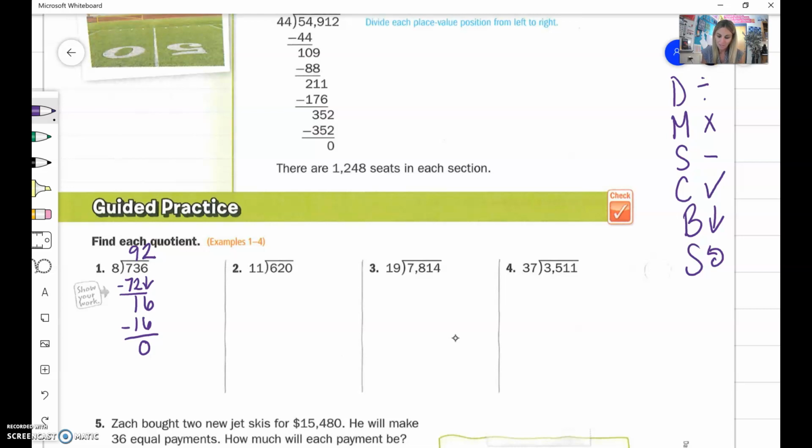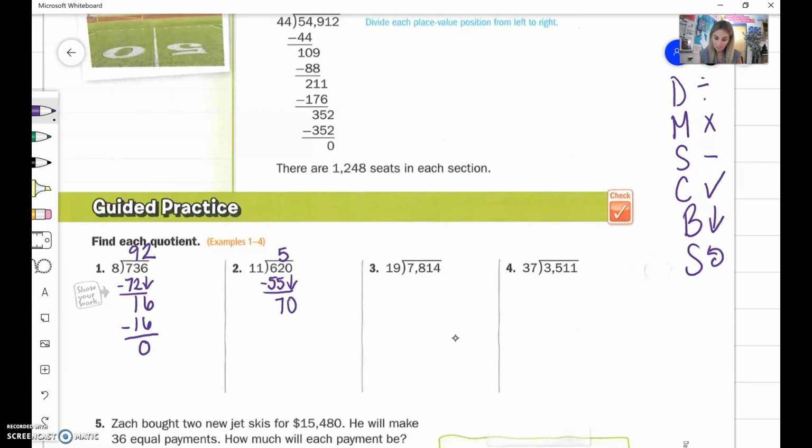Dividing by 11. So 620 divided by 11. So I'm going to take a look at the 6. Can I divide 6 by 11? Nope. Moving on to the next one. 62 divided by 11. I know that's going to be 5 because that's 55. Okay, so 11 times 5 is 55. So then I subtract, 62 minus 55 is 7. Now I check. Is 7 less than my divisor of 11? Yep, so we're good to go. Check. Then we bring down.